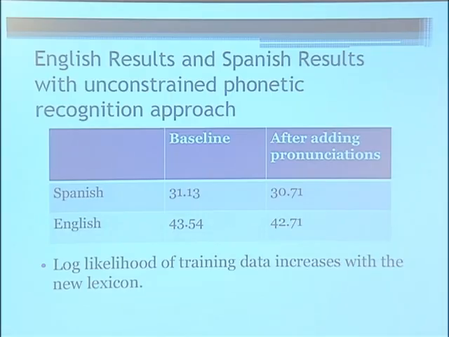Sorry, did you check whether you generate actually homophones or something like that?